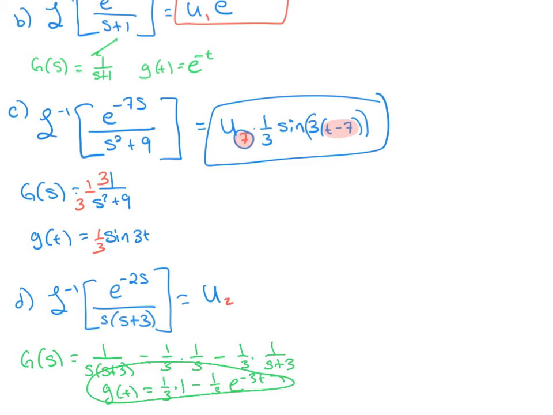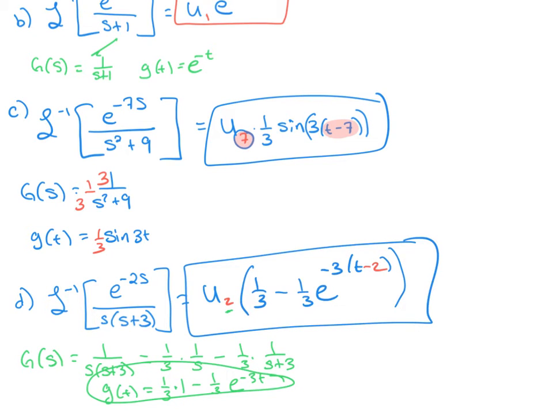So that's the function I'd like to put in there, but everywhere I see a t, I have to put in a t minus 2. So all times u sub 2, all times 1/3. There is no t to plug in there. Minus 1/3 e to the negative 3t. And before I put the t, I need to put in a t minus 2 to reflect the shift. Okay, practice these in your homework a lot, going back and forth with the inverse Laplace and the regular Laplace.